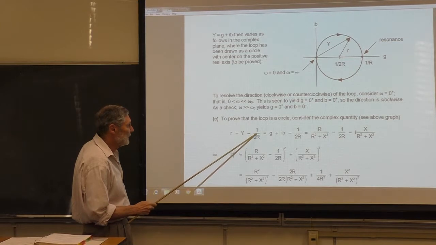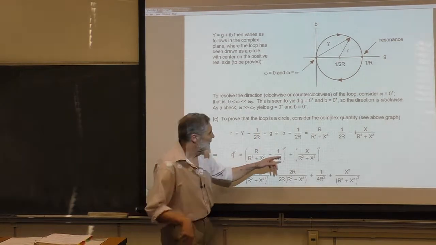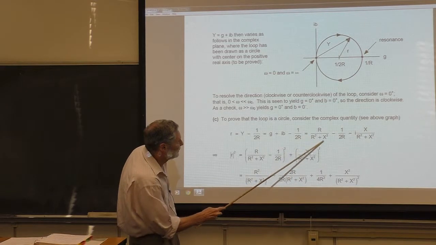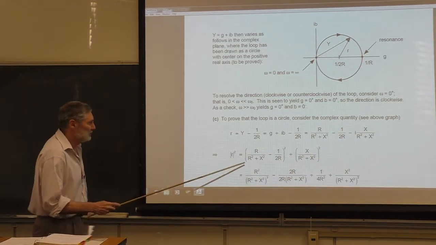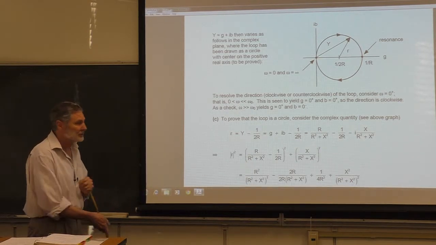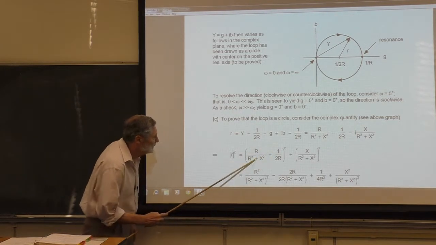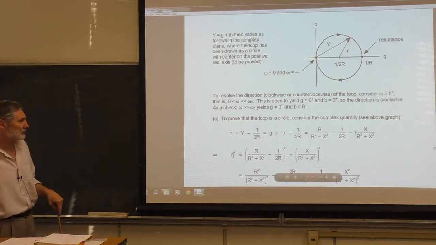Make sure we subtract off this. And then here's the real part of little r, here's the imaginary part. The square modulus is going to be the sum of the squares, of course, right? So here's the real part squared. Here's the imaginary part squared. And now we got some algebra to go through.